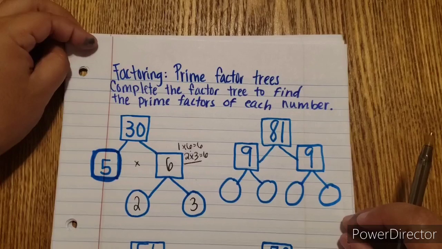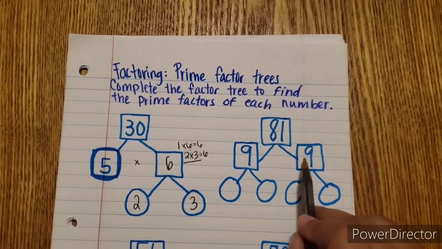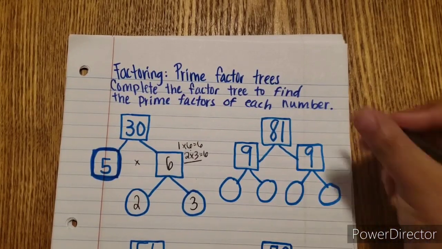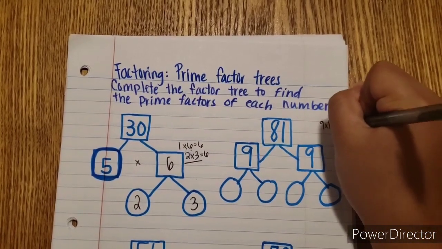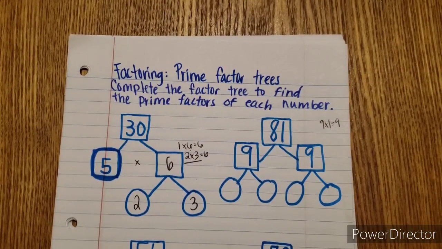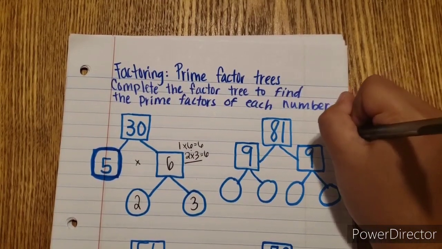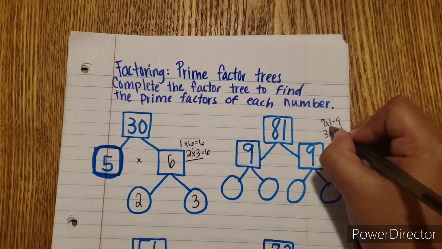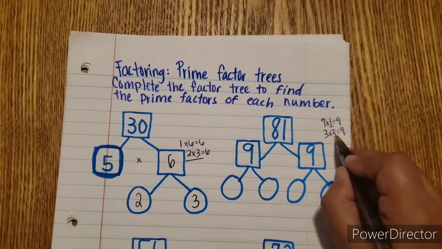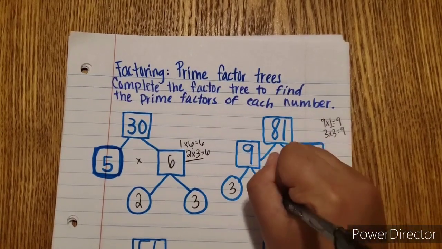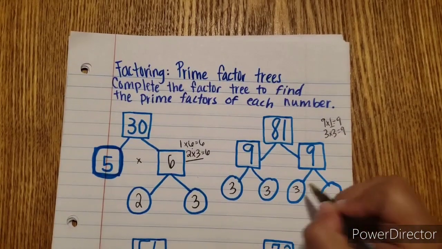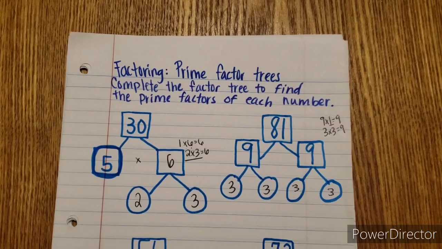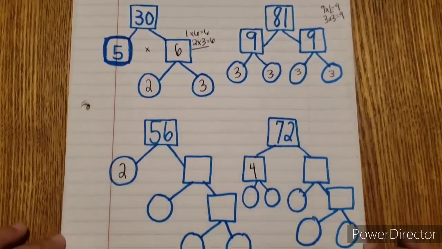We have 81. So here we already have 9 times 9 equals 81. So what two numbers will equal 9? So we have 9 times 1 equals 9. And then we have 3 times 3 equals 9. So again, we don't want to use 1. So we would use 3 times 3. So we have 3 and 3 for 9, and 3 and 3 for this 9. So that is all we have for that number. Let's go on to the next ones.